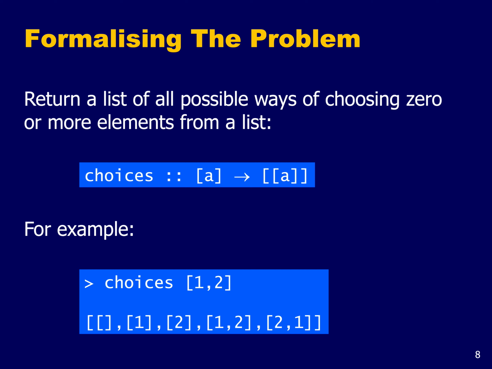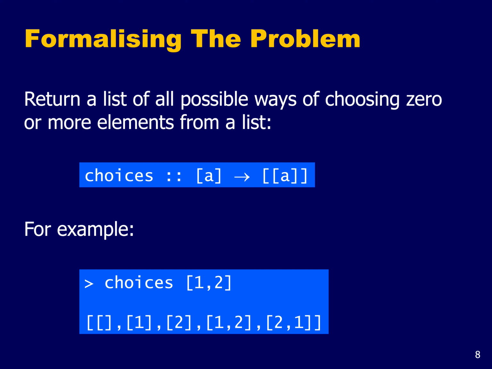I could choose 1 element from the list, and there's 2 ways to do that. I could either choose the 1 or the 2, and then I could choose 2 elements from the list, and there's 2 ways to do that. I could either choose the 1 and the 2, or the 2 and the 1. So this is why you get 5 possible choices back for this particular input list. Then we can look at the type of the function. So choices takes a list of things of type A and gives back a list of things of type A.